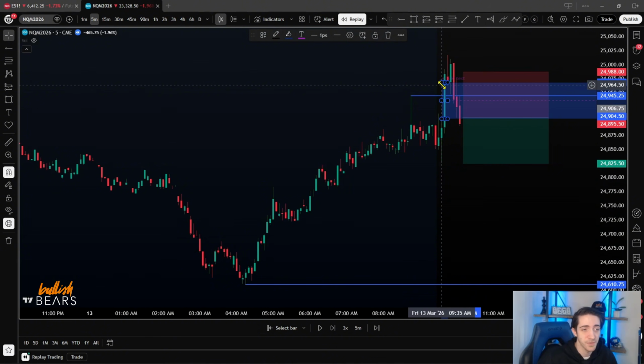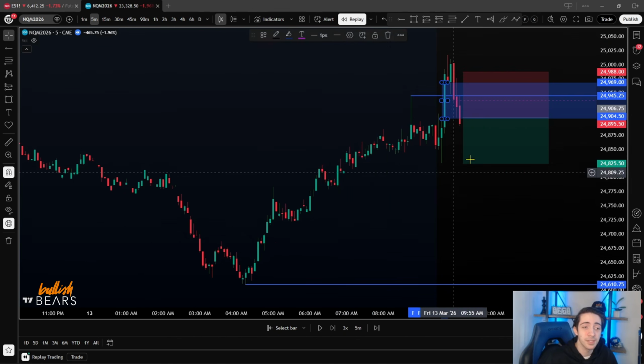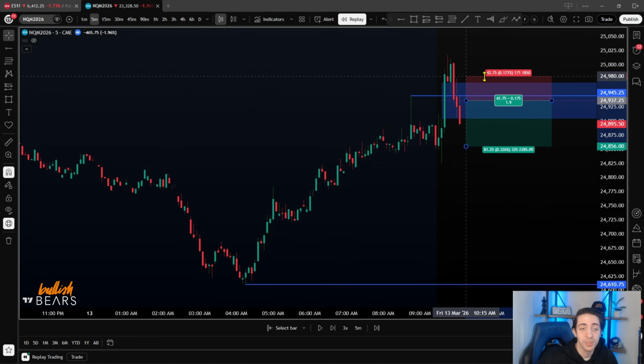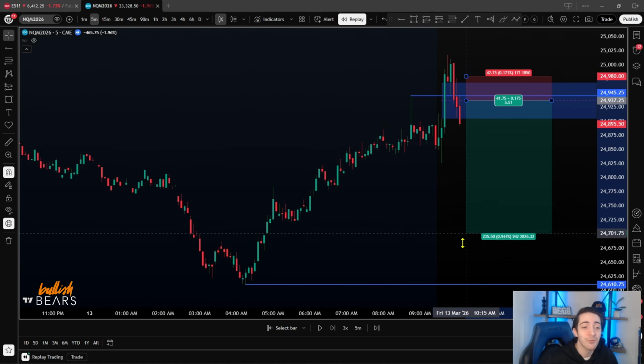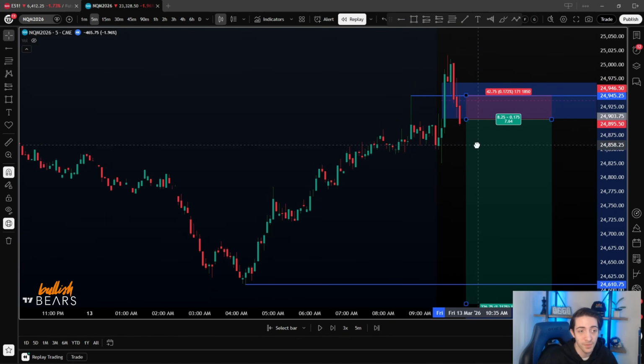If you are using TradingView for a charting platform, you're going to go into the settings of the rectangle tool and just turn on that middle line. What that's going to do, guys, if you do take entries off the middle line, is it's going to give you a much better risk to reward trade setup. However, it doesn't happen as often as you would if you were to take it right off of the retest of the zone. So just something to keep in mind.